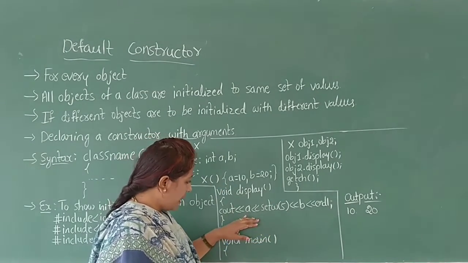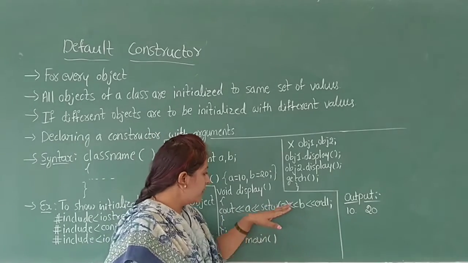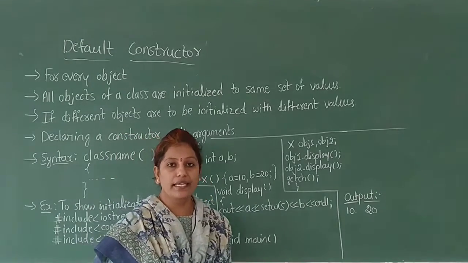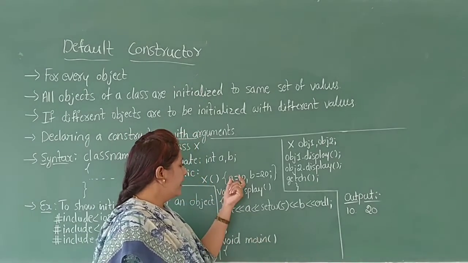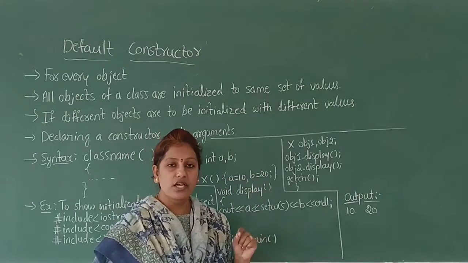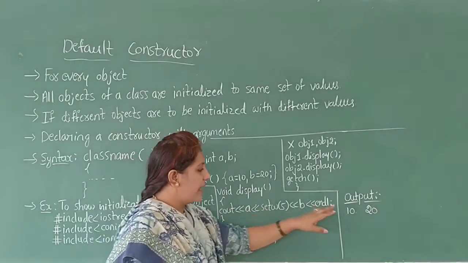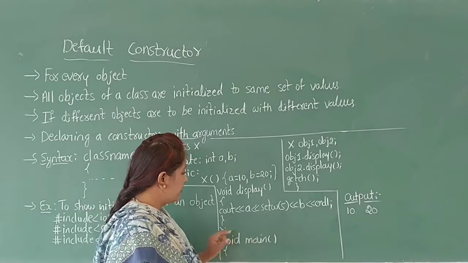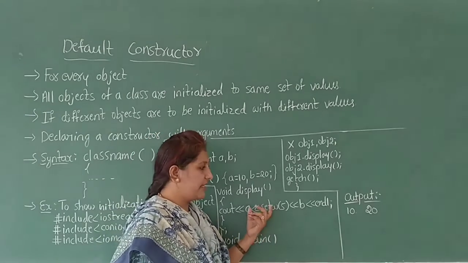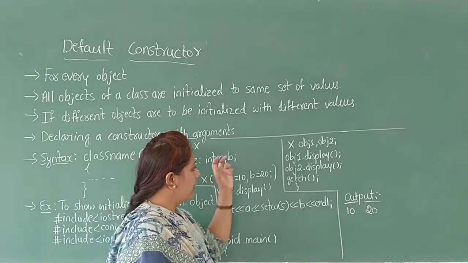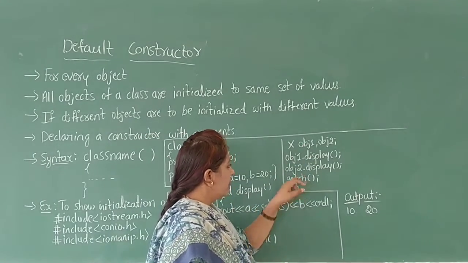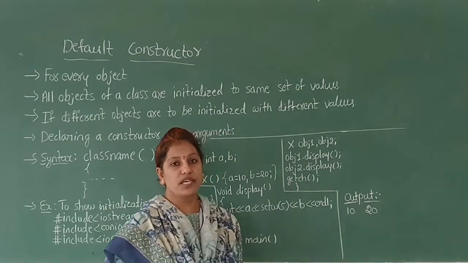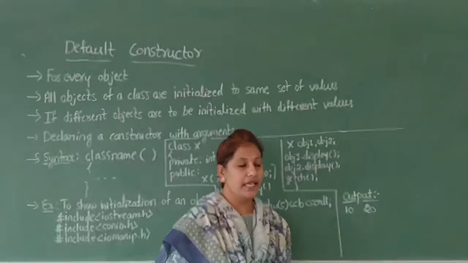When this statement is read, the default constructor X is automatically called and it reads the A value as 10 and B value as 20, and using this statement it displays A value 10 and B value 20. Then it ends this member function, that is display. Then again it goes to the main function, and in the next statement, using the second object, the member function display is called one more time.